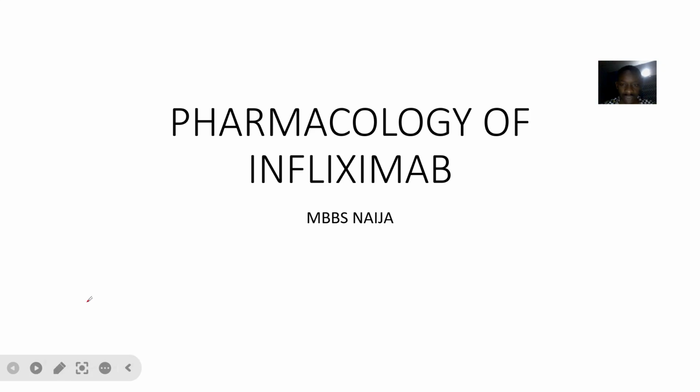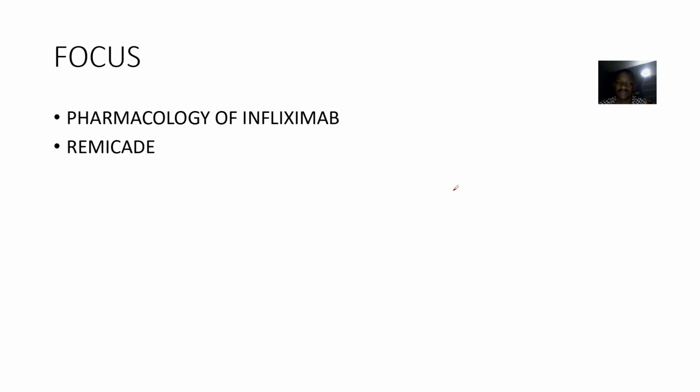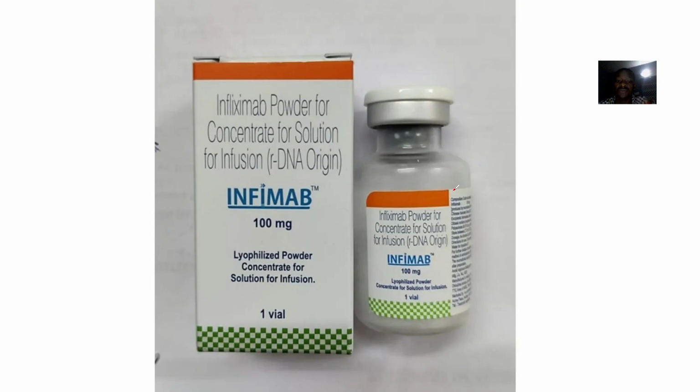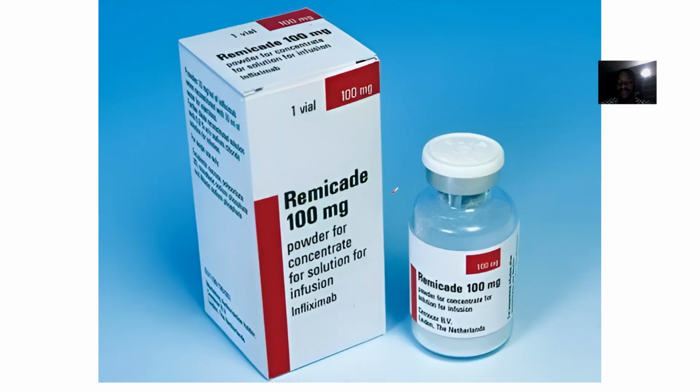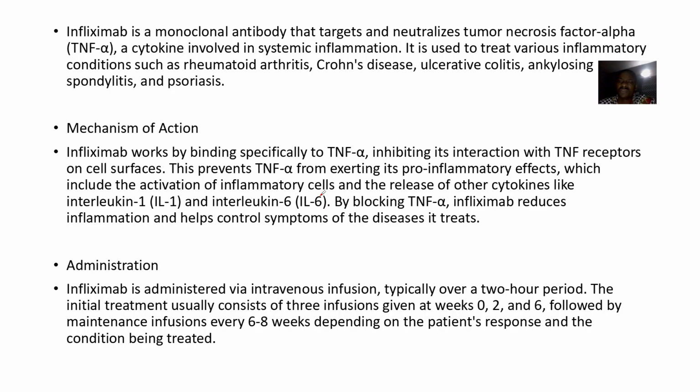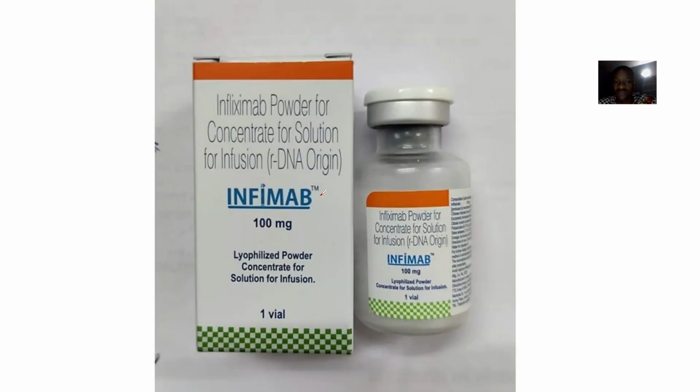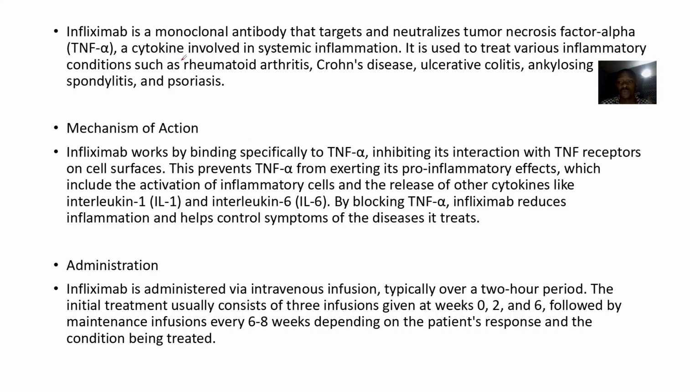Okay, so quickly we'll be talking about the pharmacology of what's happening. Yes, pharmacology of infliximab. So infliximab is popularly known as what? Remicade. Remicade, right. So what is this drug? How does it act? Okay, infliximab. So infliximab is actually what? A monoclonal antibody that targets and neutralizes what? Tumor necrosis factor alpha.